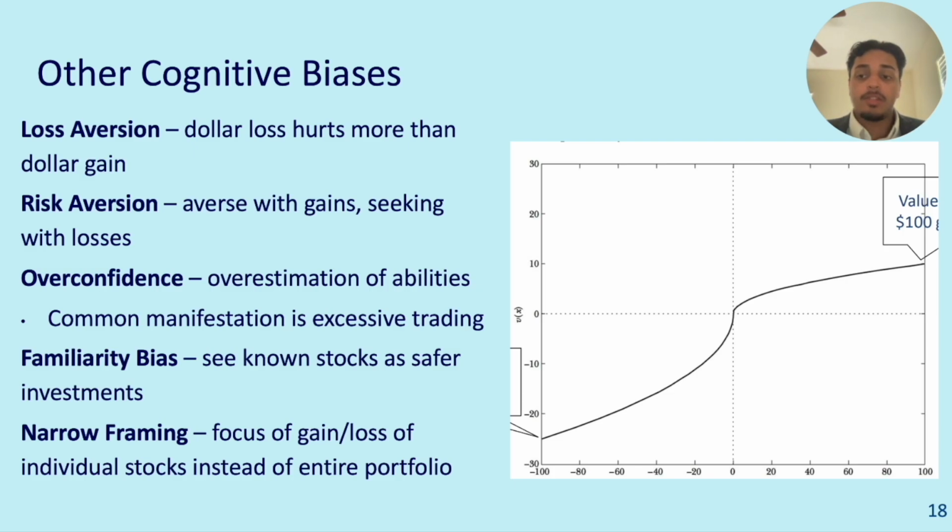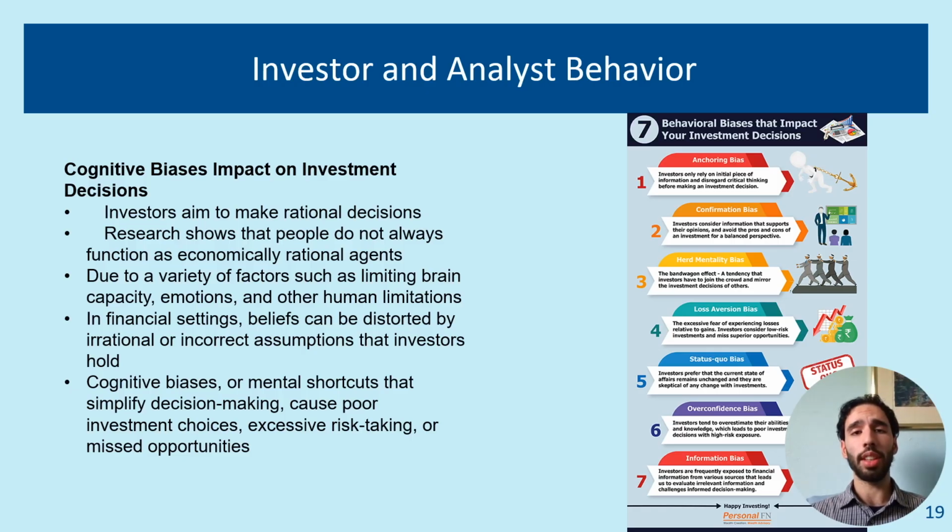Familiarity bias, which has to do with the comfort of name association. It is seeing an investment decision as less risky due to the knowledge of its existence. And finally, narrow framing, which is the tendency to focus entirely on the direction of a singular investment instead of the aggregate portfolio's position. Next, we'll be discussing how cognitive biases impact investment decisions and influence both investors and analysts.